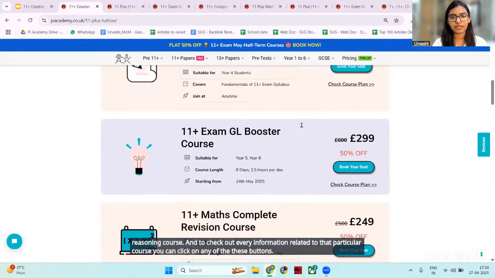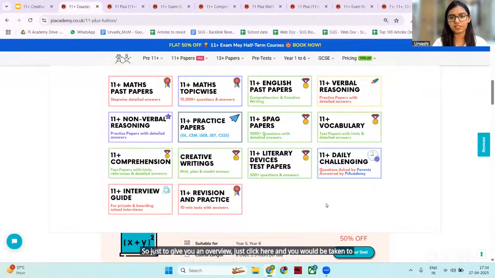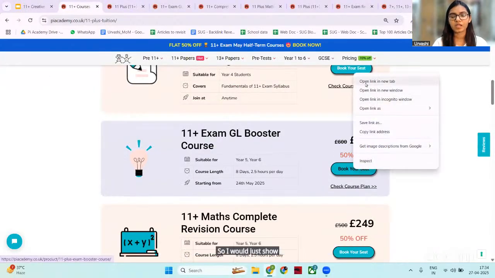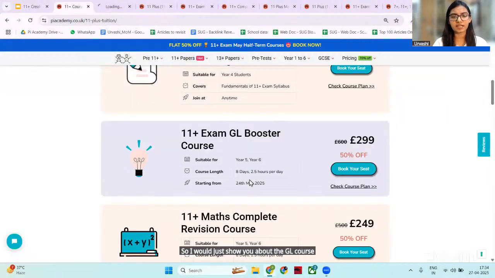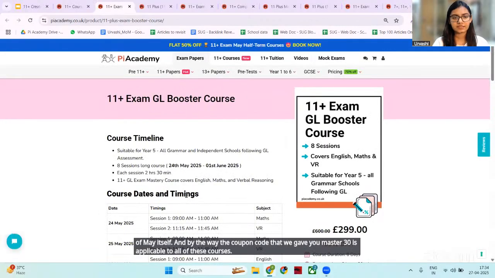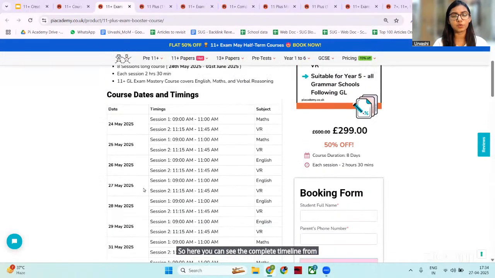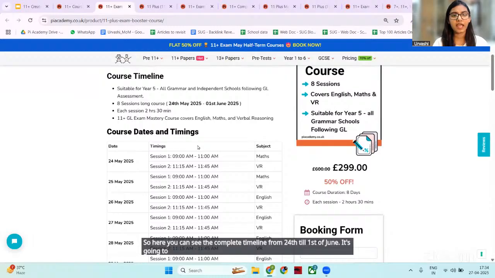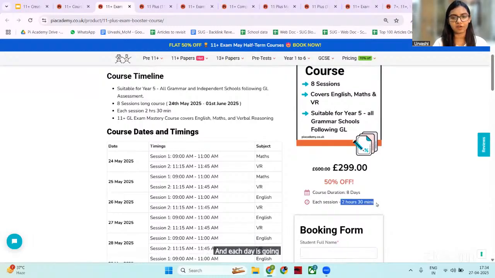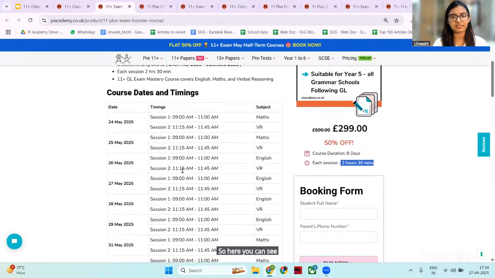Just to give you an overview, click here and you will be taken to the course internal page. I will show you the GL course. The course starts from 24th of May itself. By the way, the coupon code that we gave you, Master30, is applicable to all of these courses. Here you can see the complete timeline from 24th till 1st of June. It is an 8 day course, and each day is a 2.5 hour session. The timings and everything are mentioned here.